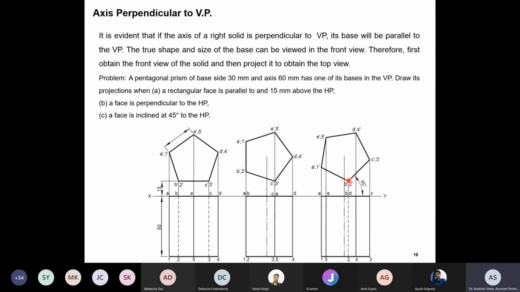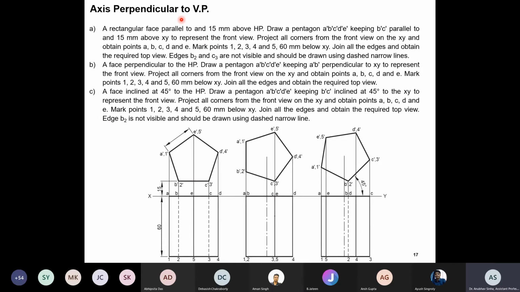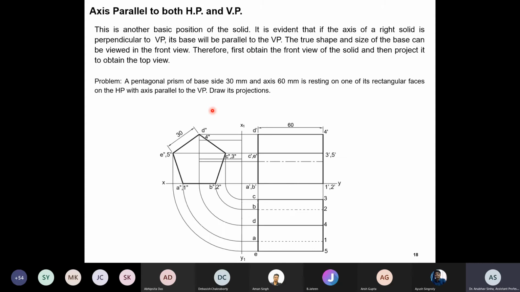This side will be at the back, so this is hidden. So that I'll draw using dotted line. Axis will be shown using this axis line, dash and dot. Okay, so these are the different orientations when you have axis perpendicular to the vertical plane. So the steps are given, what we have already discussed. If you face any difficulty, you can just go through them.